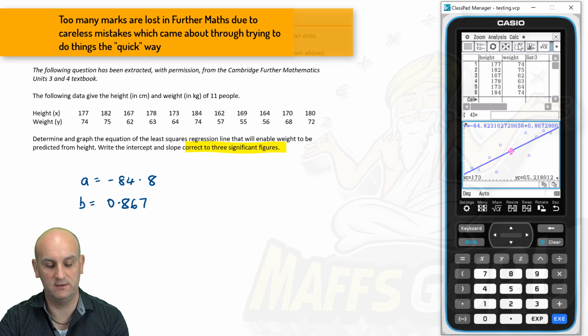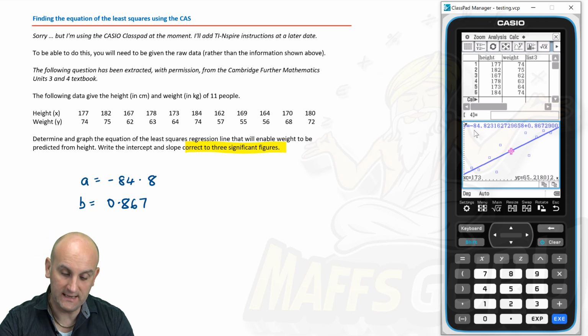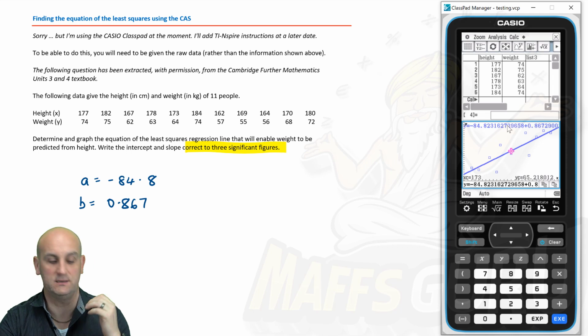Now, what I'm trying to say here is your least squares line has to have the variables of height or weight on it. And if you just copy down what is written here, then you are in all sorts of trouble, because you're not going to write weight equals, you're going to write y equals.